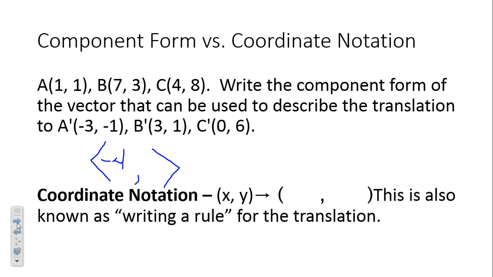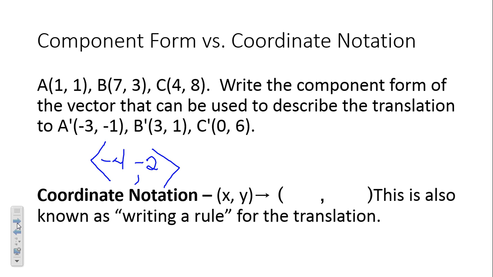Let's check the B primes. Does 7 to 3 use vector -4? Yeah. And how about 4 to 0? Yeah. Okay, it works. Now let's think about what happens with those y values. It went from 1 to -1. That's 2 in the down direction. Then 3 to 1 is 2 down, and 8 to 6 is 2 down.